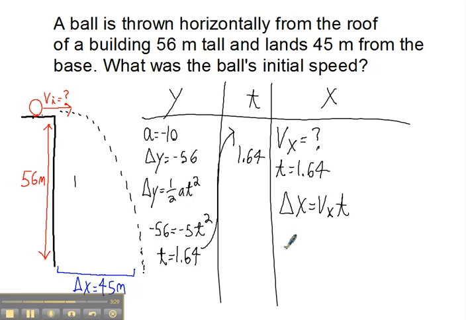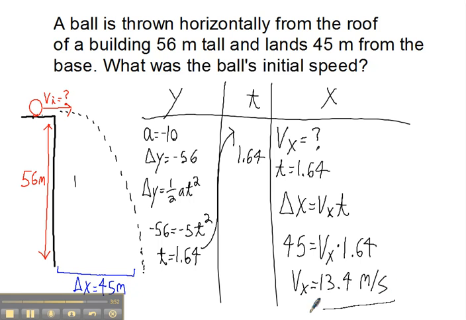Now it's just a matter of throwing in the numbers. So delta x in this case was 45 equals Vx times 1.64. And then you just divide those out and you get velocity in the x, in order to make it go that far in that much time, of 13.4 meters per second, give or take a little bit.